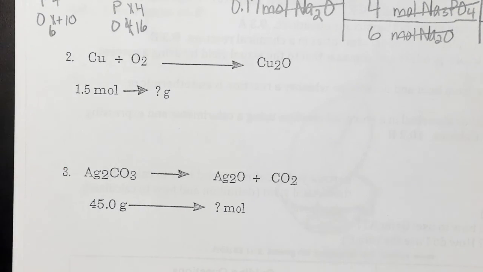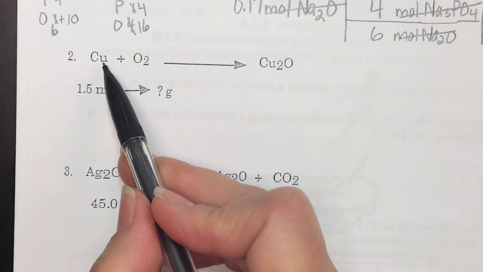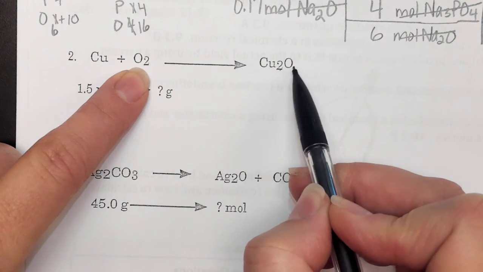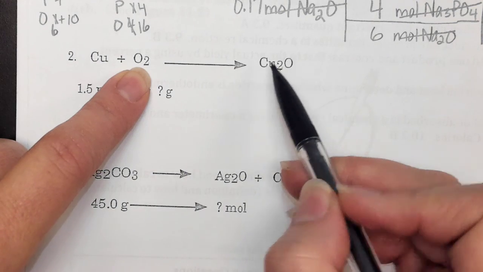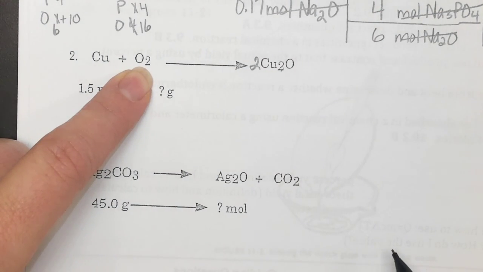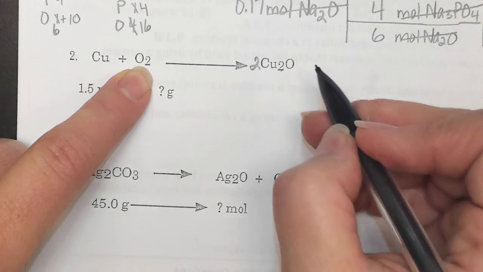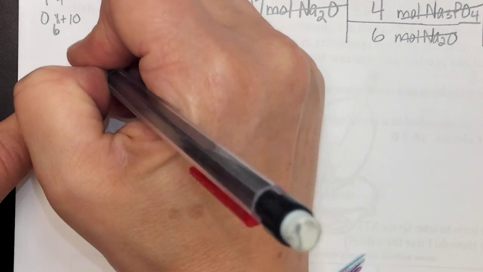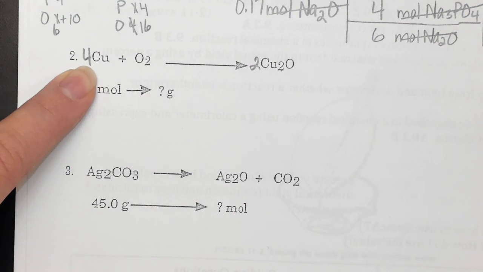Copper plus oxygen makes Cu2O. Step 1, is it balanced as written? No, so we have to balance it. 1 copper on the left, 2 coppers on the right, 2 oxygens on the left, 1 oxygen on the right. So we've got to fix this oxygen problem. So let's put a 2 in front of my Cu2O. That gives me 4 coppers on the right. So what number do I place in front of the copper on the left? A 4. All right, so the first step was always balanced.